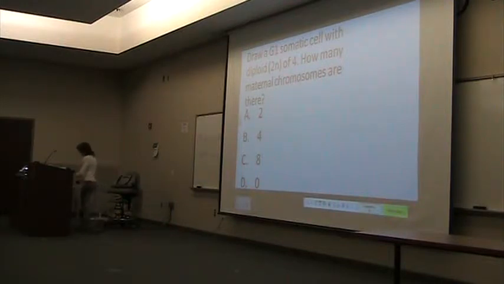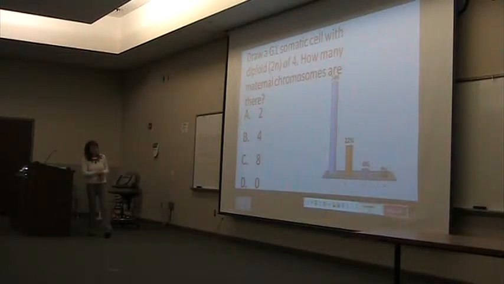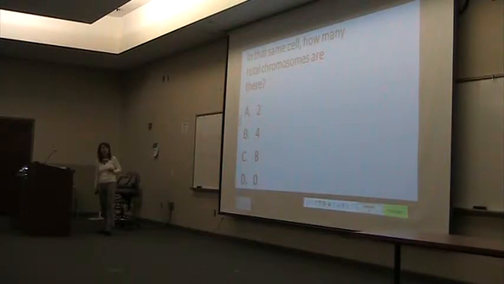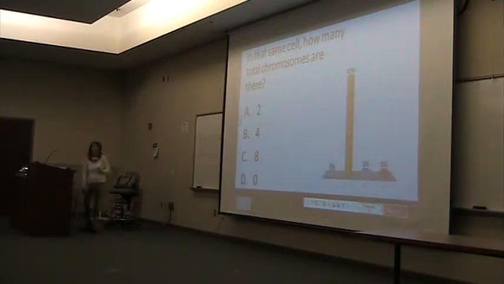Okay, I think we've got a good cross-section. So 74% of you said 2, and that is the correct answer. In a somatic cell, with 1 copy from each parent of a chromosome, 2 of those chromosomes are going to be from the maternal origin. Another clicker question for you. In that same cell, how many total chromosomes are there? And 87% got it right. There are 4 total chromosomes in that cell. So this is in G1.